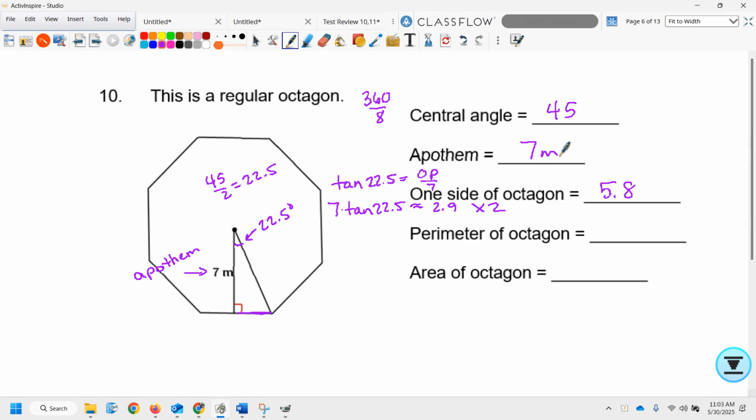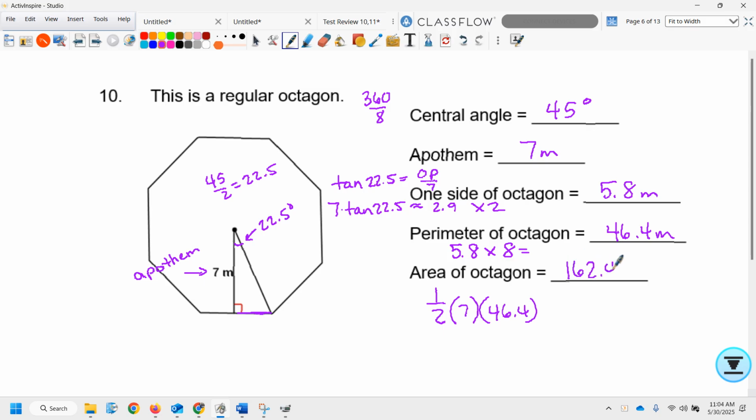meters. All the hard work's done. It's an octagon. One side's 5.8. Because it's regular, so are all the other sides. So the perimeter is 46.4 meters. And 1/2 times the apothem times the perimeter. And we are done. (162.4 meters squared).